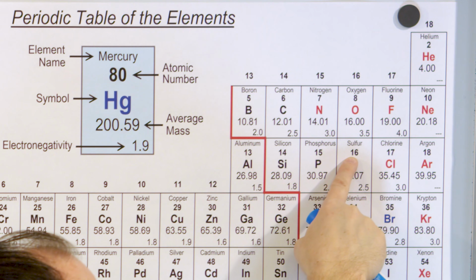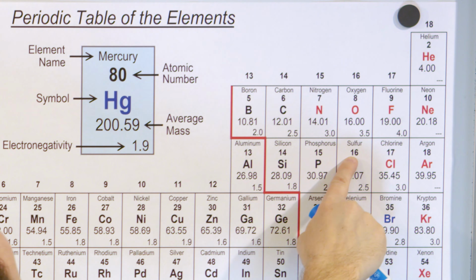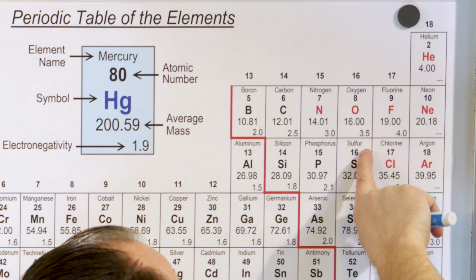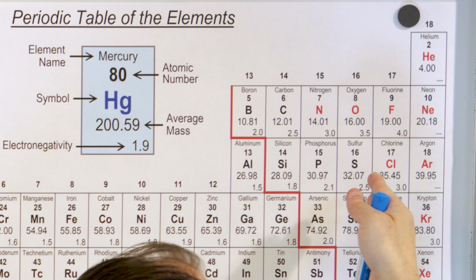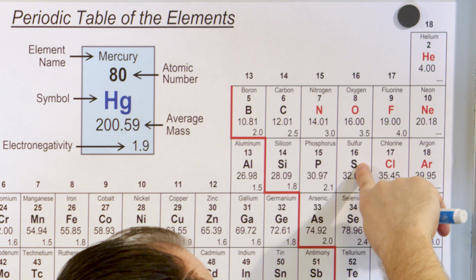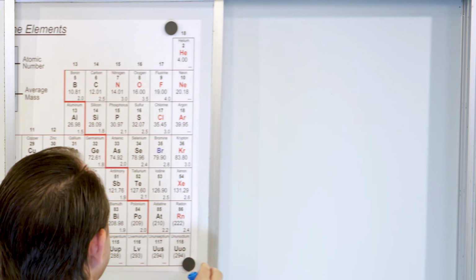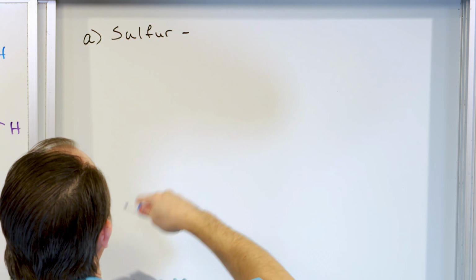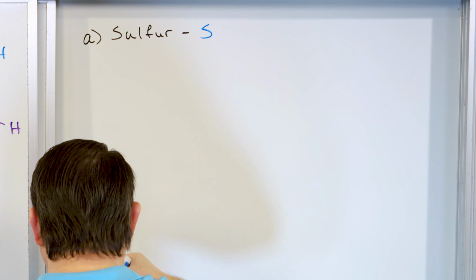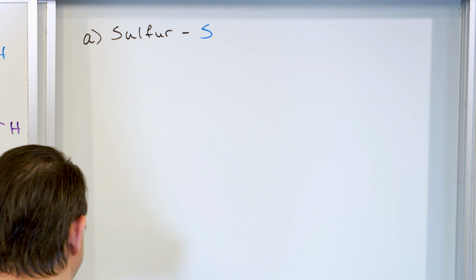It's element number 16. That means there's 16 protons in its nucleus and 16 electrons surrounding the nucleus. There's also some neutrons in there somewhere we'll talk about later. And the chemical symbol for the chemical element sulfur is S. So we'll put down S for sulfur. Okay? We'll just write these down and get a little bit of practice.